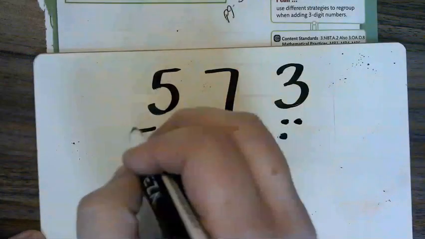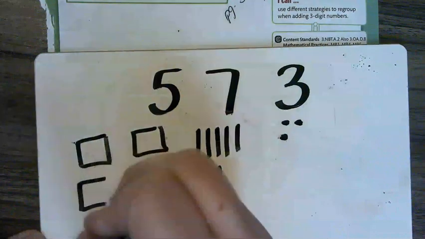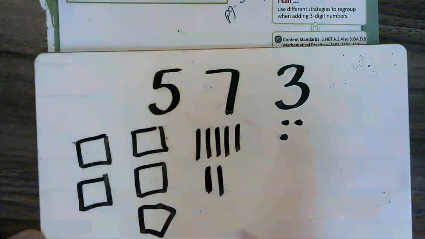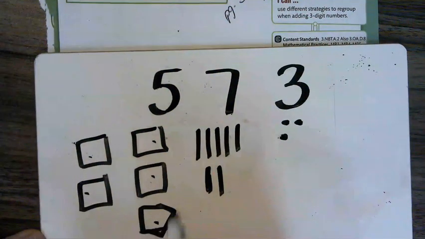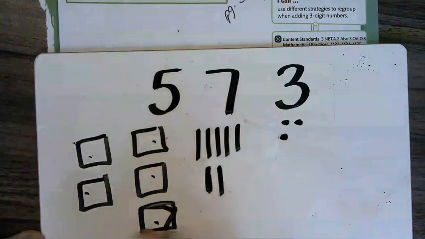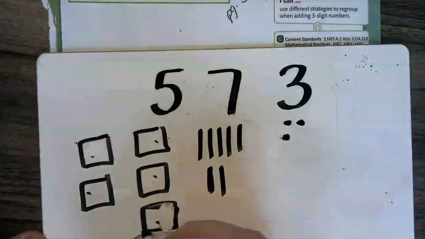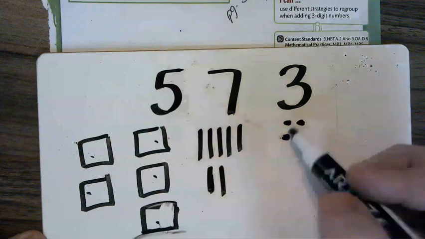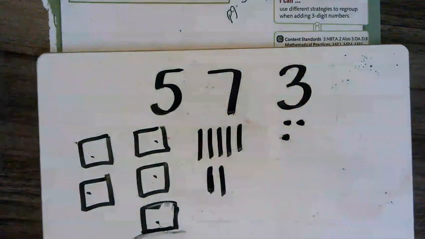And then for my 5, these are flats, right? And each of these is worth 100. So here I've got 100, 200, 300, 400, 500. That's a terrible square. Let me fix it a little bit there. All right. So I've got my 500 here. All right. I've got 70, and I've got 3. Now, all of this is going to become important today as we're working on our regrouping, all right?